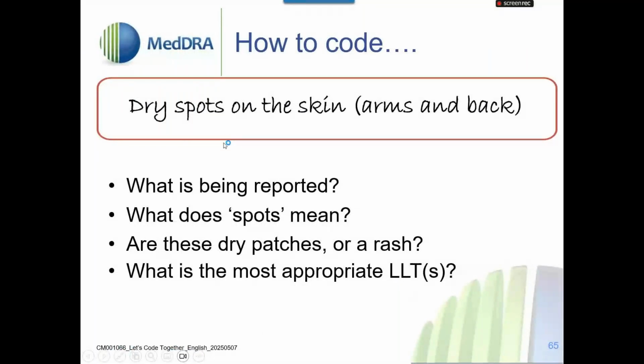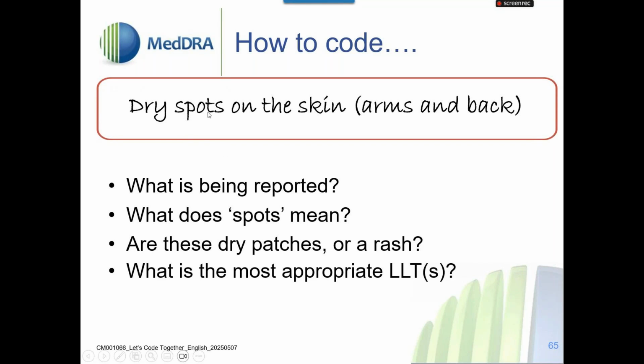So here our next one is dry spots on the skin, arms and back. Well, so here we are, spots again. So I'm sure a number of you long-term coders will know the challenges with spots and what we see there. So dry spots on the skin. What's being reported here? What does spots actually mean here?